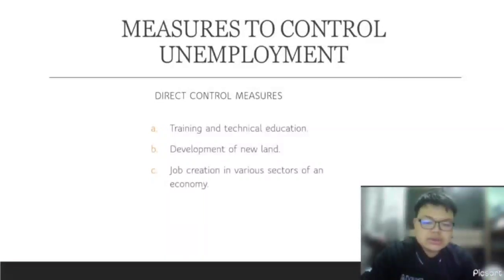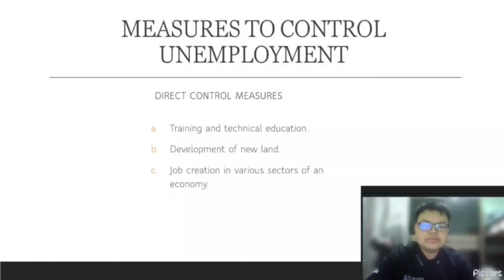The second direct control measure is development of new land. Developing new land can create more job opportunities, especially for people from rural areas. The development of new land is done through government agencies such as FELDA, RISDA, and FELCRA. This can reduce unemployment and rural-urban migration.